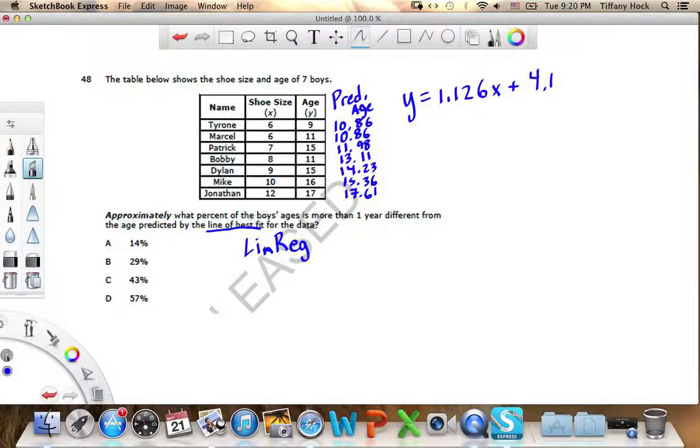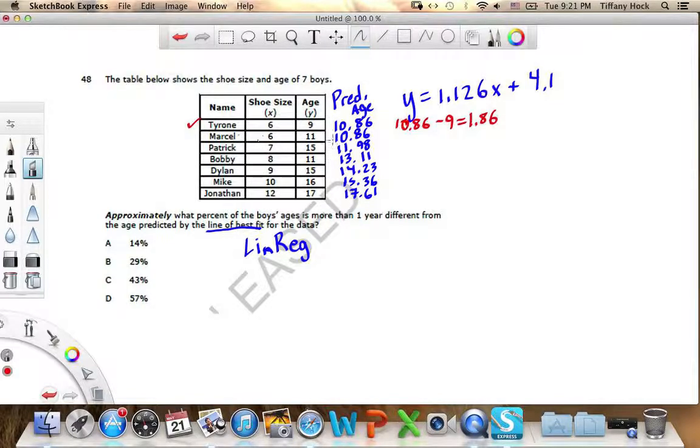Now it says, what percent of the boys' ages is more than 1 year different from the age predicted by the line of best fit? So let's figure out which ones were more than 1 year different. Tyrone's actual age was 9. His predicted age was 10.86. If I take the predicted minus this age, 10.86 minus 9, that gives me 1.86. That's more than 1. So Tyrone was more than 1 year different.